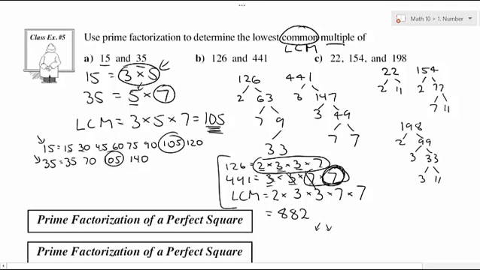So now I take the 2, the 3, the 7, and then this extra 7. I get 882. That's the lowest common multiple. And then finally with these three numbers here, 22, 154, and 198.